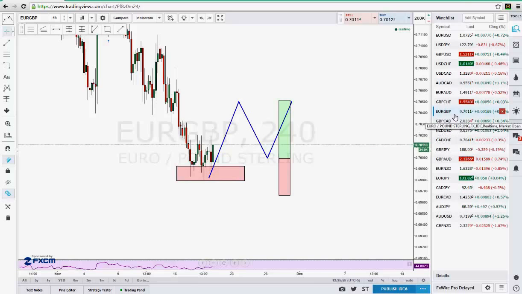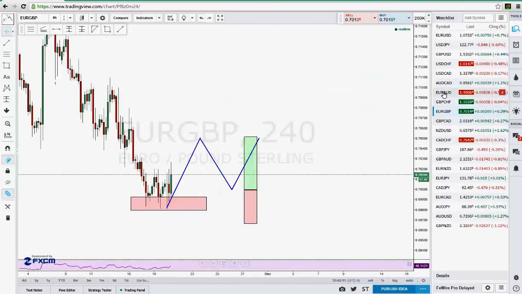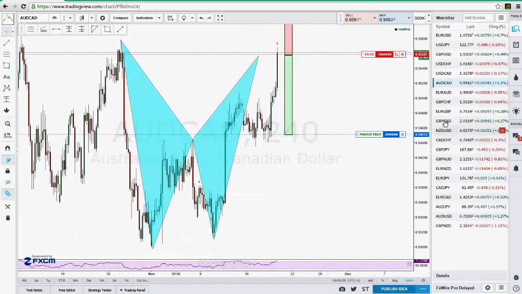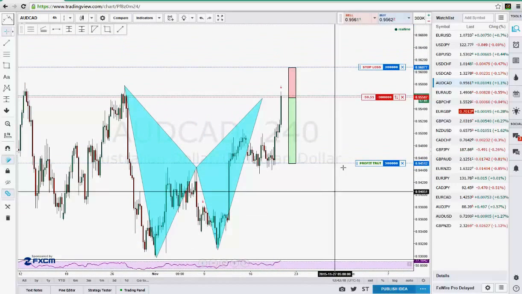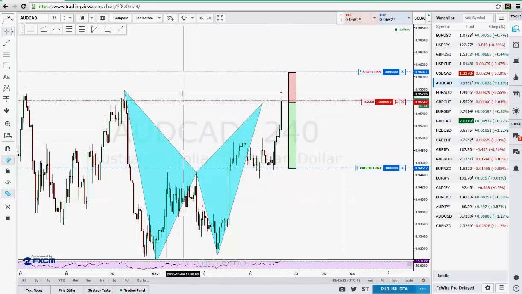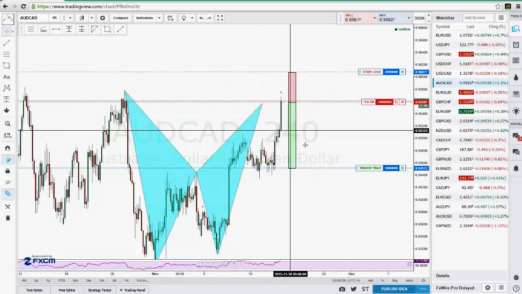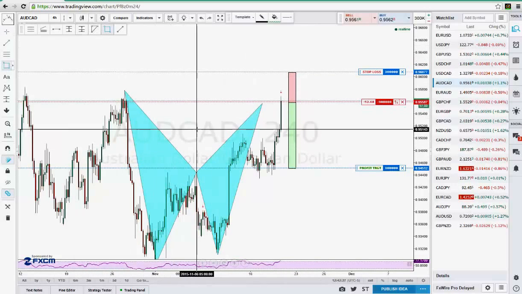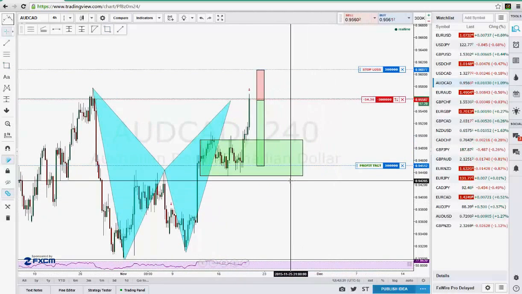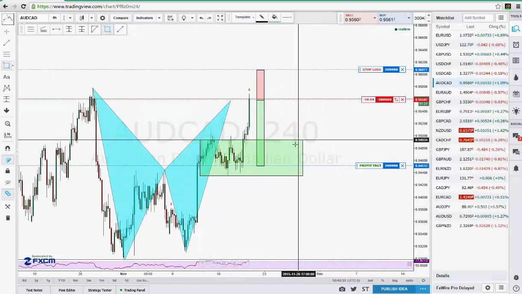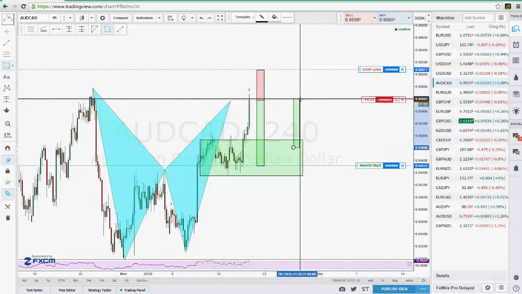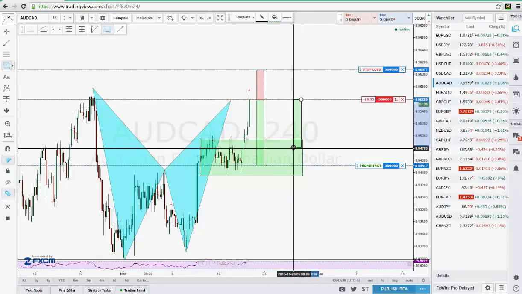And lastly, we'll look at the Aussie CAD. Here we have an advanced pattern that's already in progress. And this is not what I'm looking at going into next week. What I'm looking at going into next week is going to be a trend continuation trade coming back down into this structure level right here. And this is going to set me up with a really nice risk reward if we get back down here. It should look something like this.